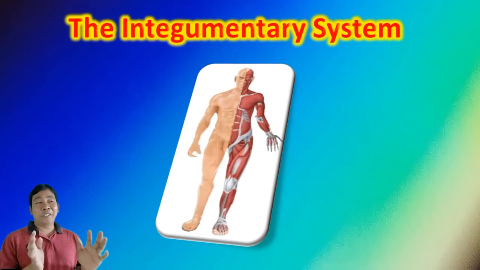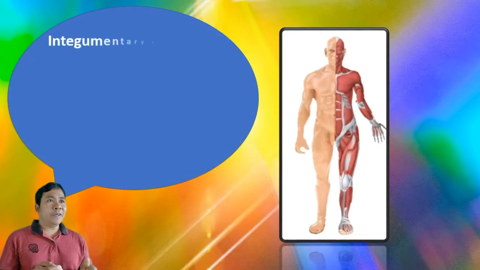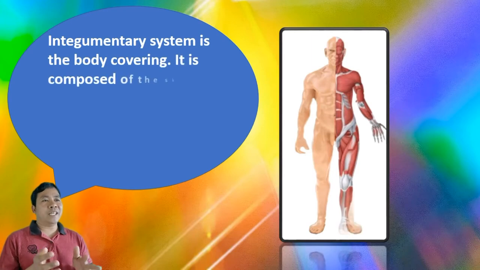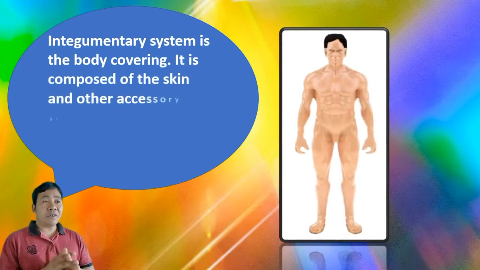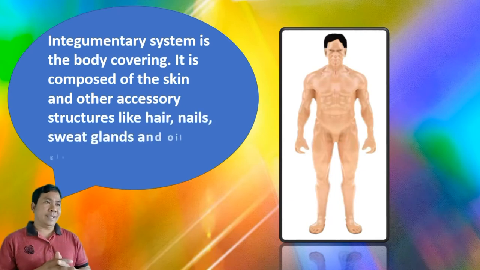The integumentary system. Integumentary system is the body covering. It is composed of the skin and other accessory structures like the hair, nails, sweat glands, and oil glands.